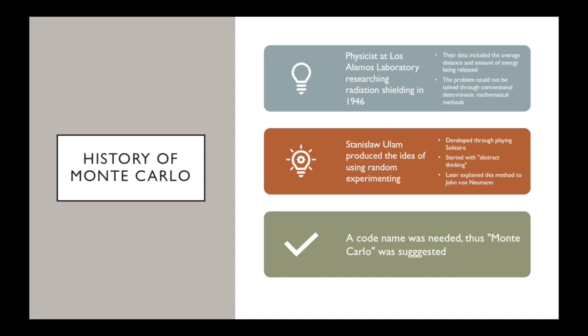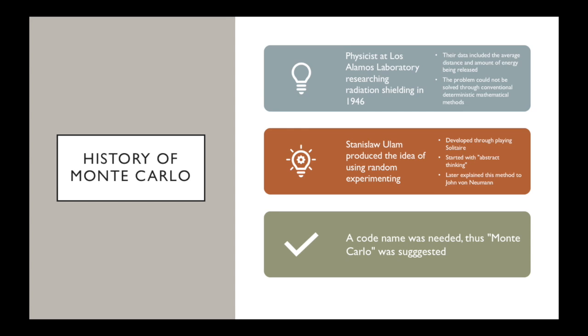Here's some history about Monte Carlo and how it came about. In 1946, it started out with some physicists at the Los Alamos laboratory where they were researching radiation shielding. They collected a lot of data, and most of that data included the average distance that a neutron would have to travel in order for it to collide with the nucleus of an atom. It also had information about the amount of energy that was being released from that collision.